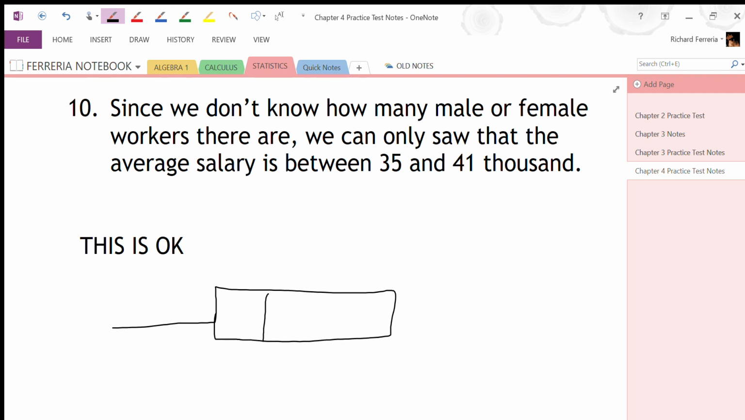Here's the box plot, right? Let's get an outlier too. This would be fine for me. 30, 35, 38, 42, 45.